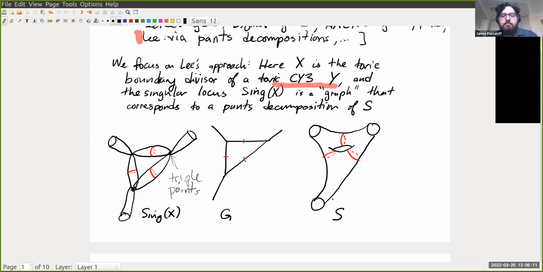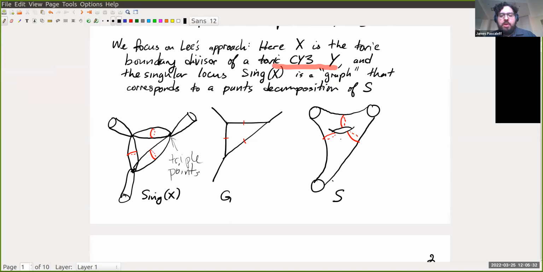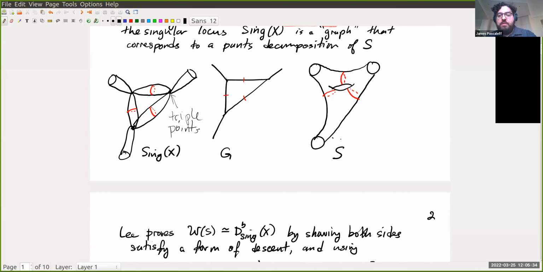Now, another thing you can do is build a surface from this. For each vertex of this graph, I take a pair of pants, and when there's an edge between 2 vertices, I connect those pairs of pants by gluing them along a circle. And you build a surface that way. And the theorem is that the wrapped Fukaya category of this surface is the D^b_sing of X, of the toric boundary divisor of the toric Calabi-Yau threefold. And you can see the correspondence, geometrically, of why these things are dual.